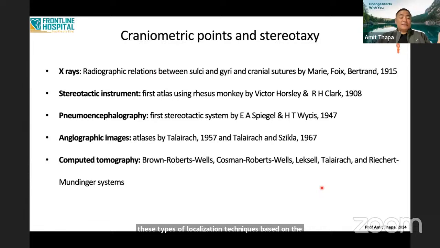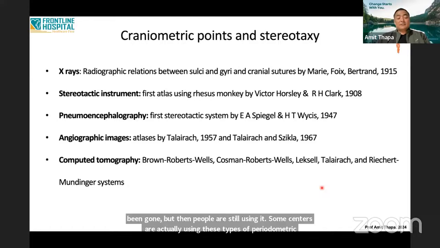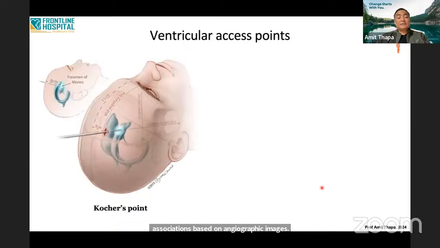Now, techniques have changed over the years. Initially, people were using X-rays to identify that. Now people are using stereotactic devices. The days of pneumoencephalography and angiography have gone, but some centers are still using these types of craniometric associations based on angiographic images. And nowadays, navigation systems are all using CT and MRI systems.